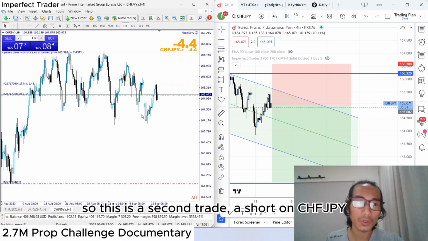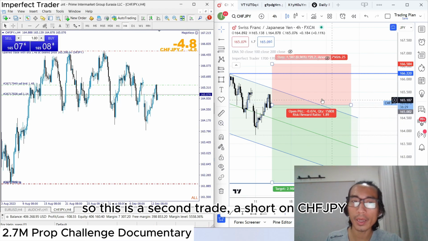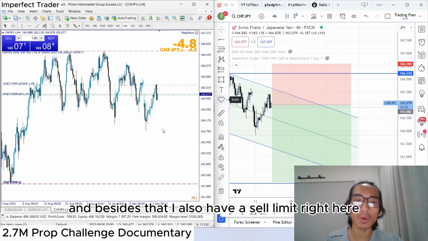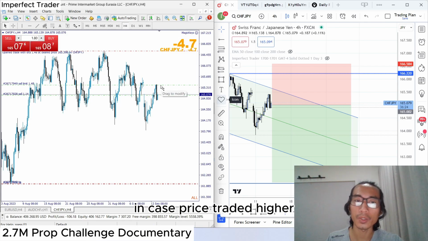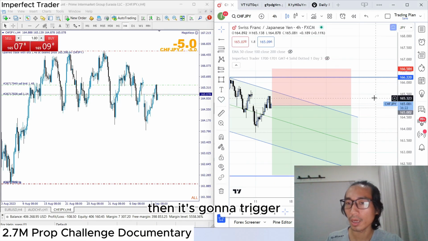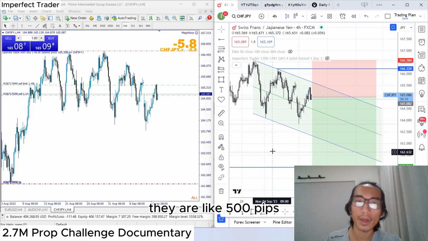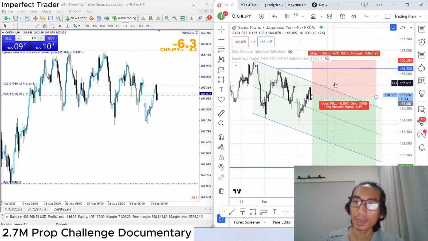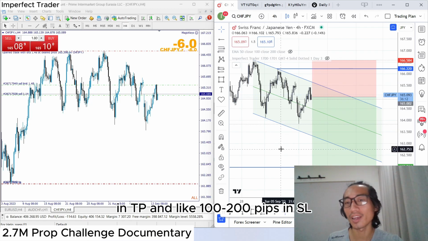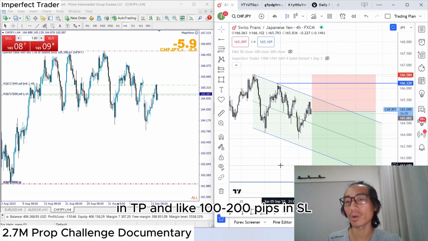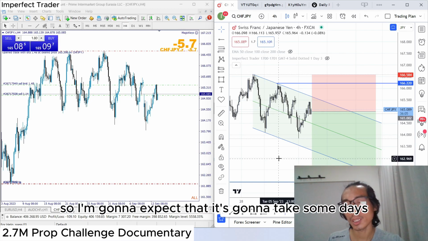So that is the second trade. Short on CADJPY, and besides that, I also have a sell limit right here in case price trades higher, then it's going to trigger. To be honest, for this trade they are like 500 pips in take profit and more than 100, 200 pips in stop loss. So I'm going to expect that it's going to take some days.